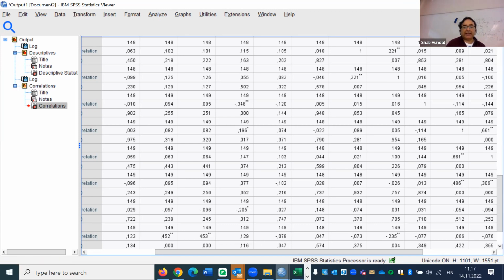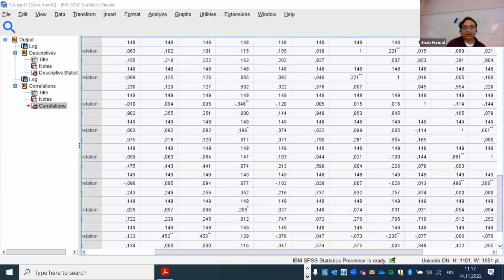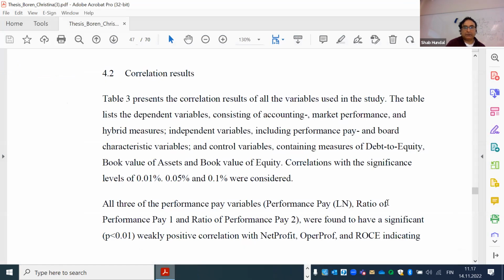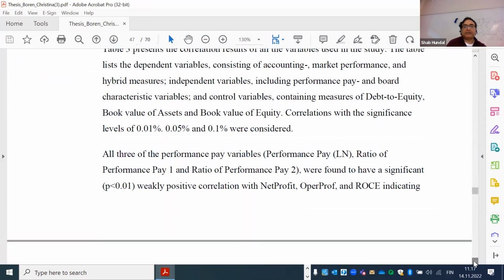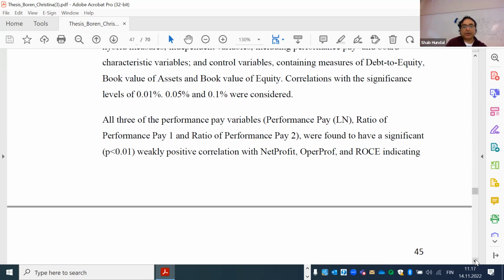And I can show you in this thesis file. Where is it? Yeah, it's here. Correlation analysis. And you can see here, correlation significant at 1%, 5%, and 10%. So the highest significance level is 10%. She didn't put a 0 because 0.1 is also 0.10. So that's why. And here you can see the correlation.